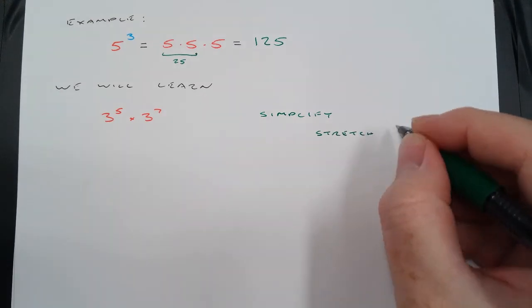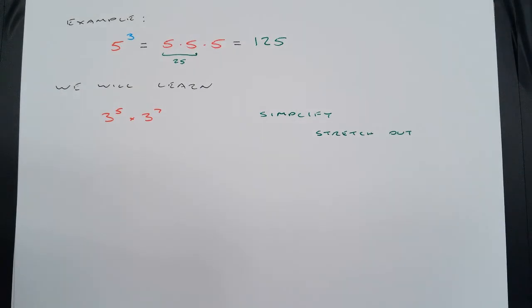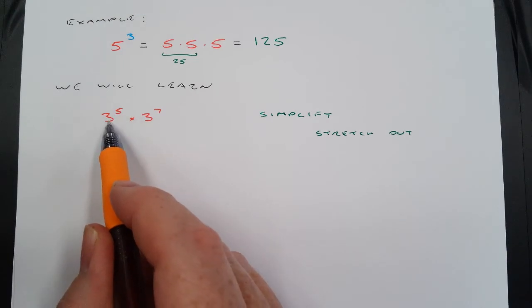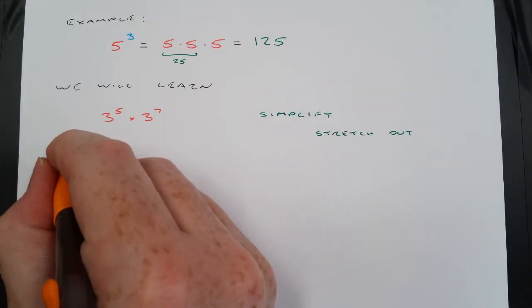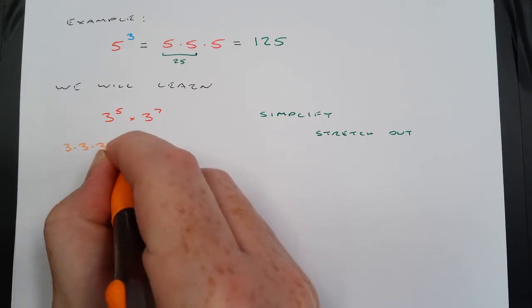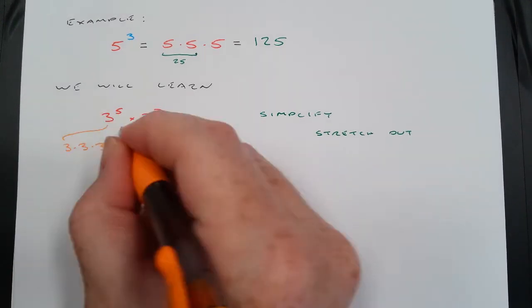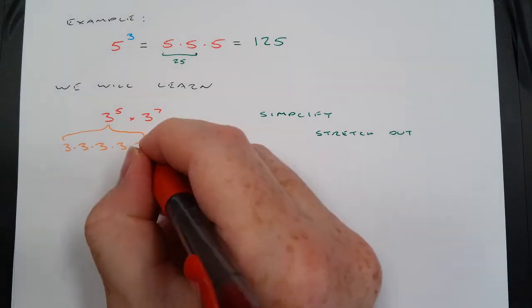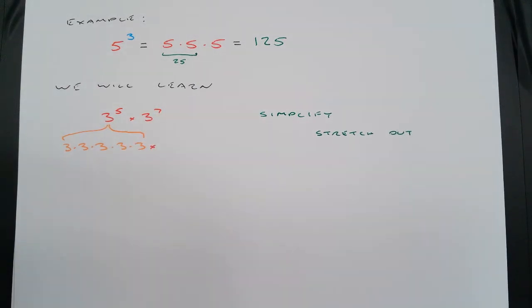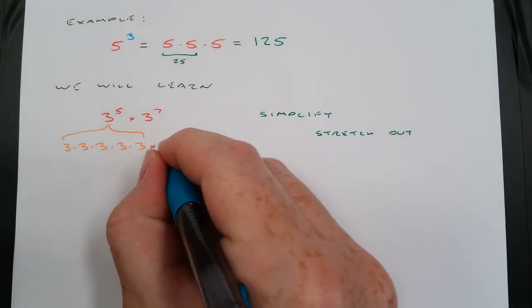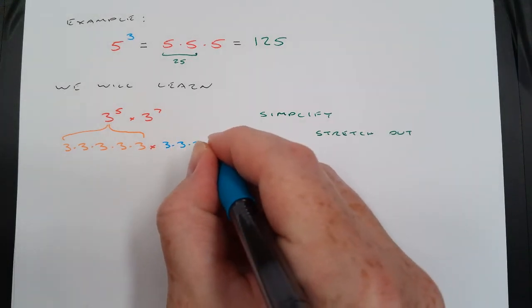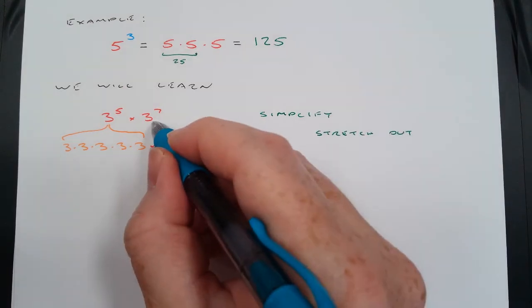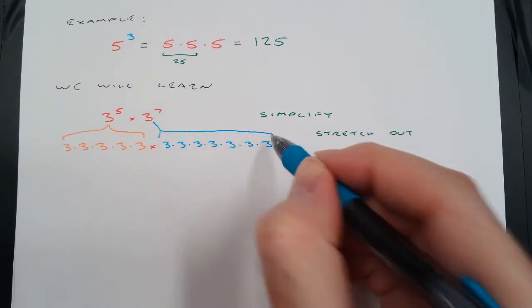Let me stretch out these two things. So let's start. I'm going to use my orange. We're going to start by stretching out 3 to the 5th. So this is 3 5 times. So we do 3 times 3 times 3 times 3 times 3. There you go. And we're still going to do multiplying it by 3 to the 7th, which is 3 7 times. So we do 3 times 3 times 3 times 3 times 3 times 3 times 3. And that is 7 times.